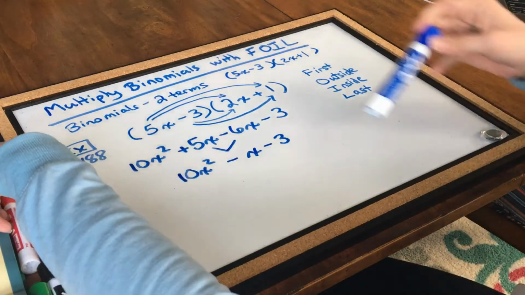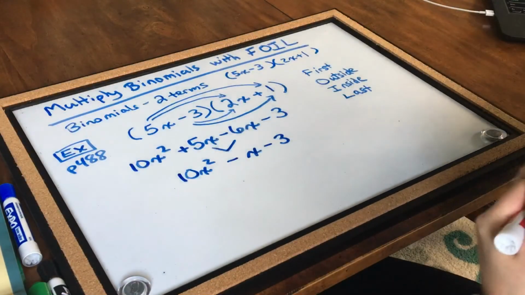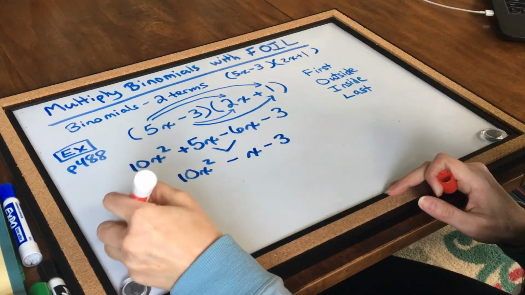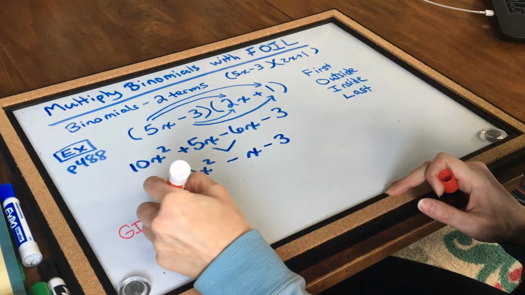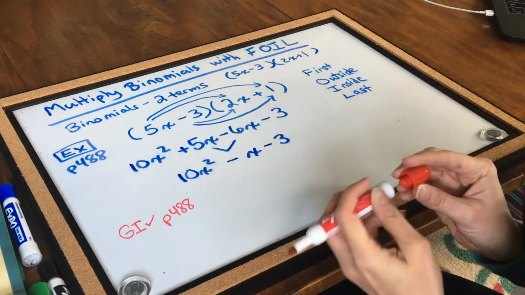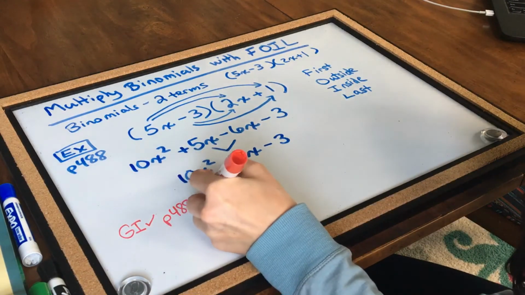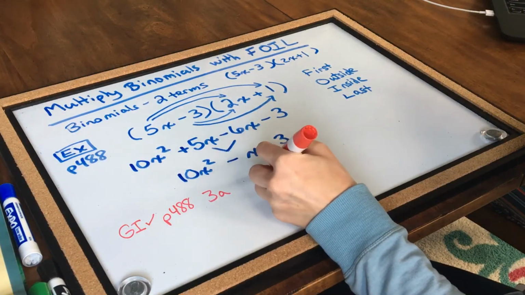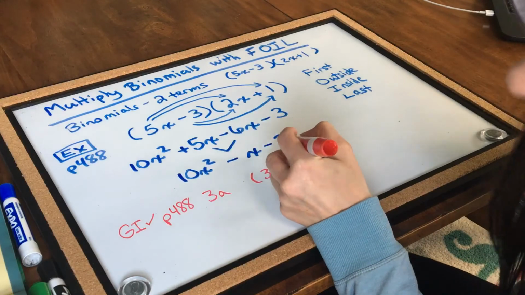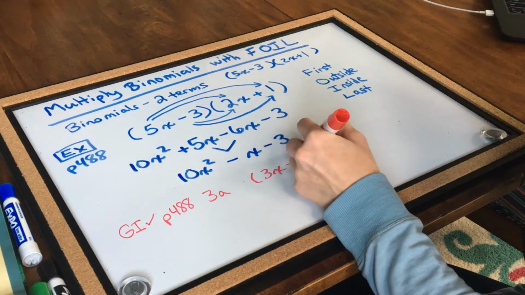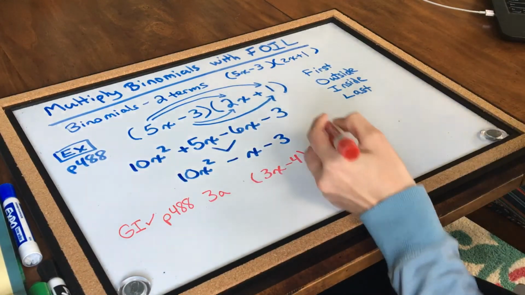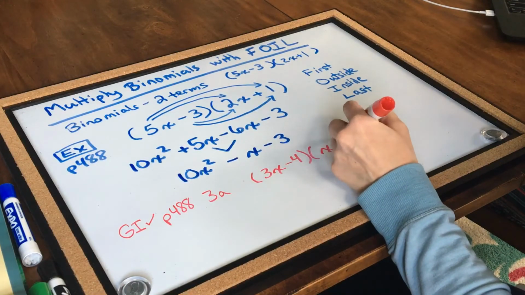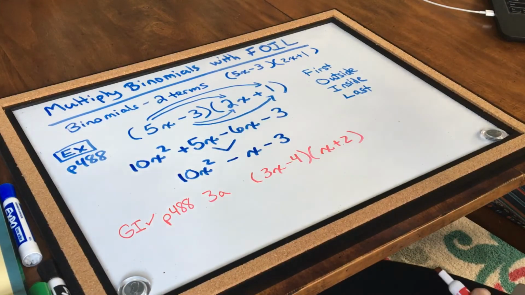Okay, you ready for the gotta check? So our gotta check is on page 488, and we are doing gotta check 3a. So I'm going to write that down. It is the binomial 3x minus 4, and we're multiplying this by x plus 2. Okay, pause the video, come back, and we'll do this one together.